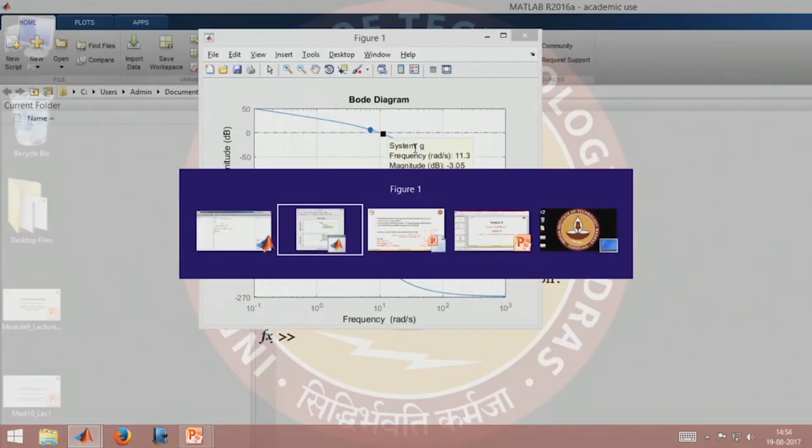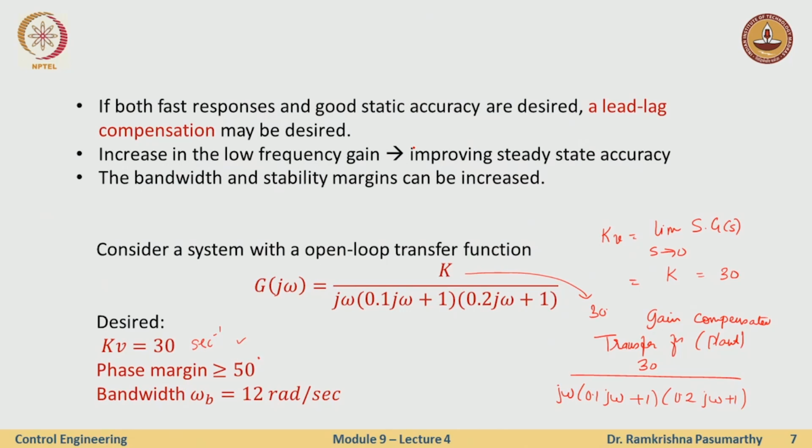So the gain compensated system is unstable. It has a negative phase margin, a negative gain margin, and also it has a bandwidth of roughly about 11 radians per second. Okay, so this bandwidth is what I measure looking at the open loop Bode plot with a gain k of 30.